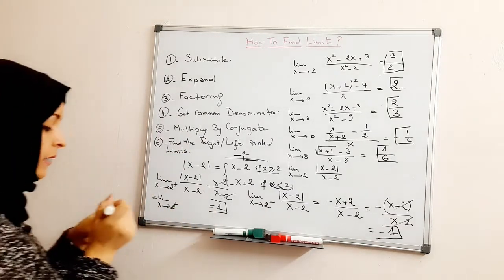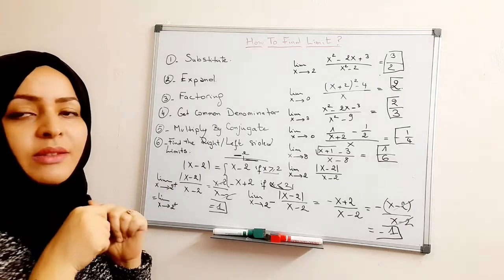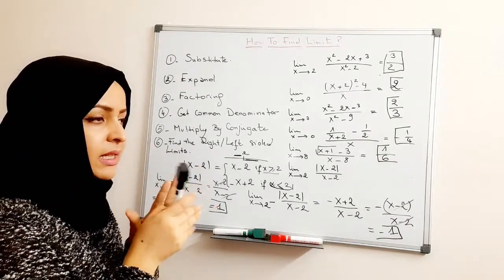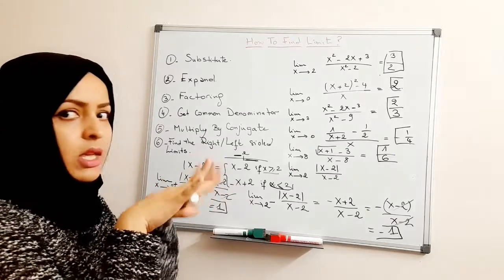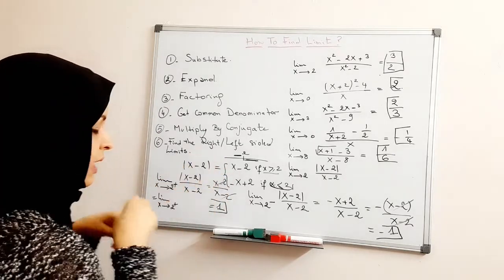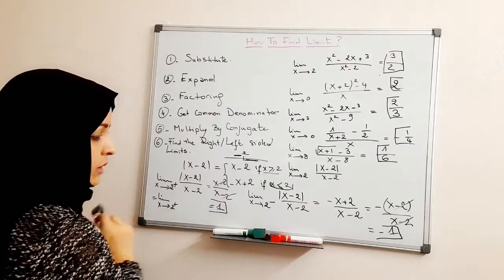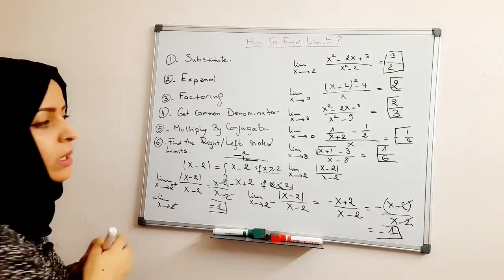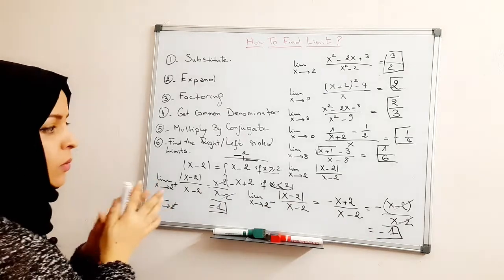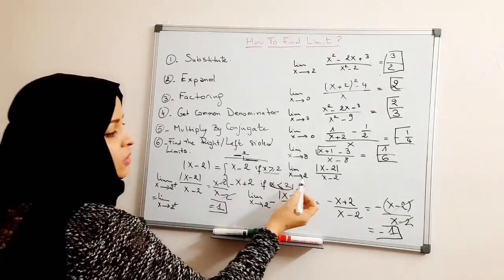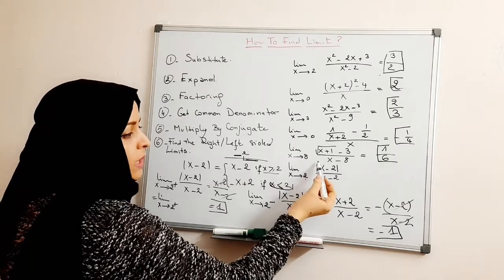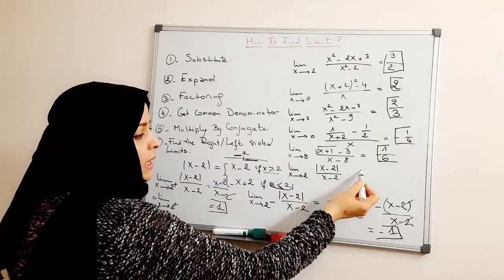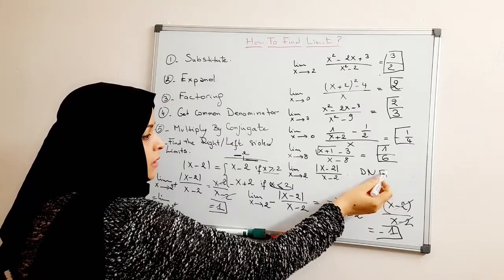And as we have seen in the first video, the right-sided and the left-sided limits must be equal. They should have the same value, but here we have two different values, 1 and minus 1. So we say that the limit when x tends to 2 of the absolute value of x minus 2 over x minus 2 does not exist.